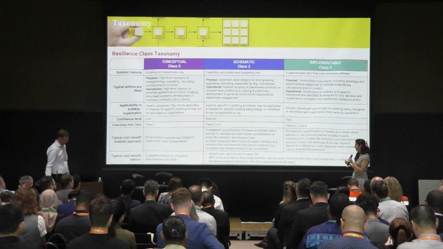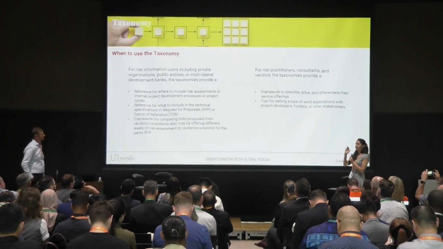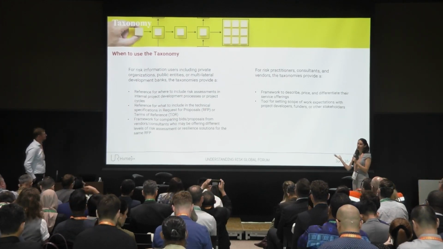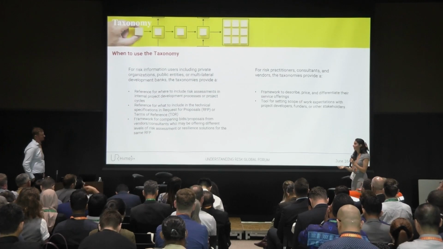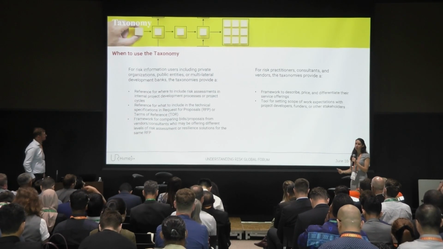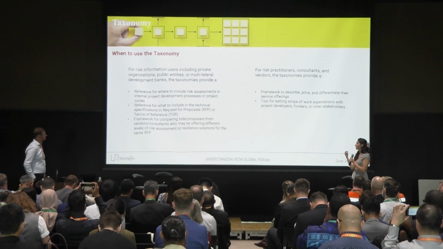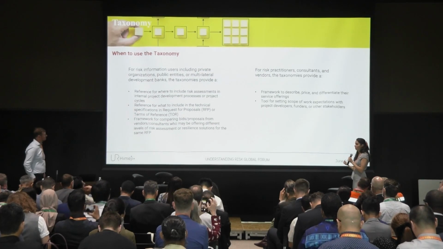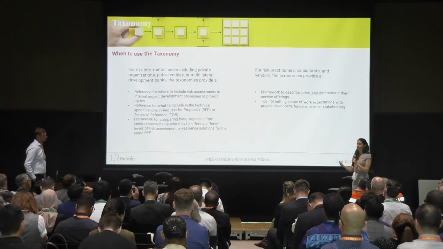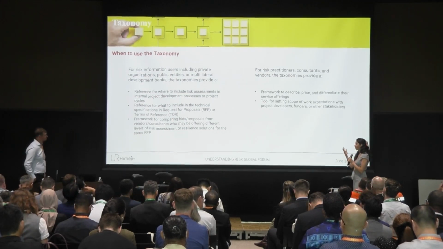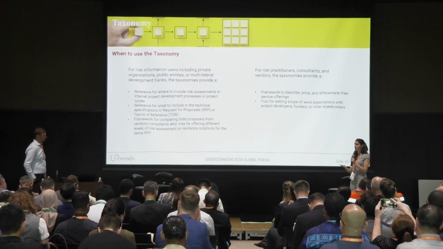And one other thing, if you go to the next slide, that we have in the document is, and Rashmin alluded to this, again, when should we use this taxonomy and how can we use it? So if you're a user of risk information, including you could be a private organization, public government organization, an MDB, again, this is a really useful reference of where to include risk assessments in the project cycle in your organization. If you're writing a request for proposals, if you're writing terms of reference, this could be really helpful. And also for evaluating proposals to compare, making sure that proposals are meeting the minimum requirements.